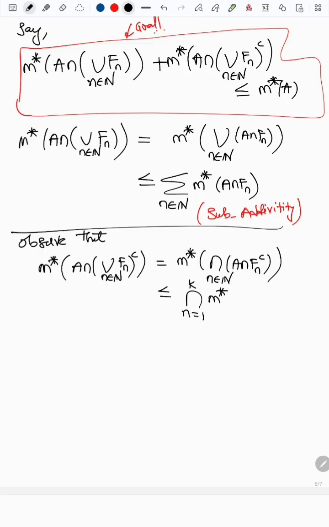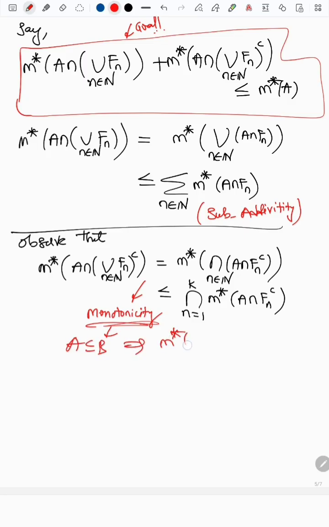For all k, we can observe this because of monotonicity. Here I am using the monotonicity property. What does monotonicity imply? Suppose A is a subset of B. This implies m star of A is less than or equal to m star of B.